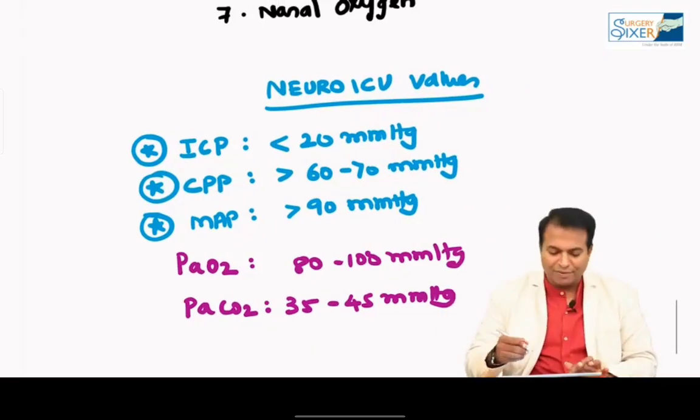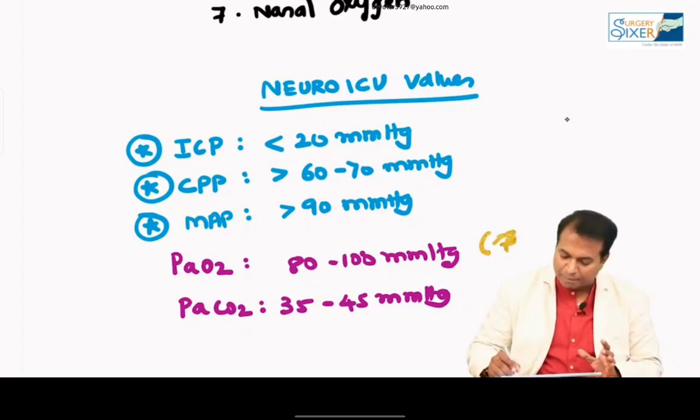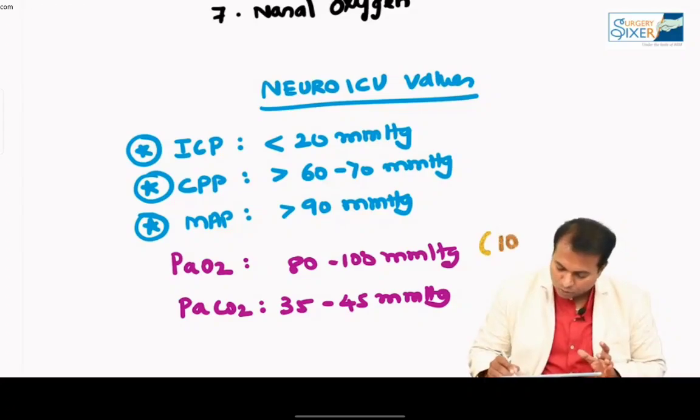But the point is, this is not given in millimeters mercury in Bailey and Love. Bailey gives this in Pascal units. So oxygen is maintained at 10 to 12 kilopascal, and CO2 is at 4 to 6 kilopascal. This is a value, but remember this.